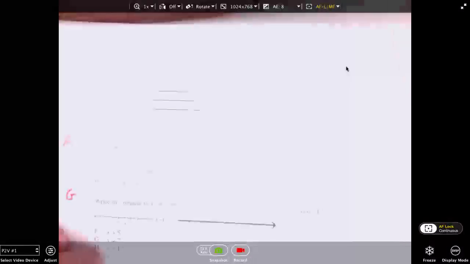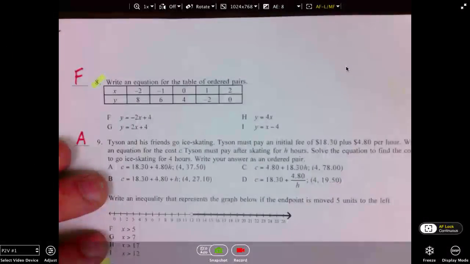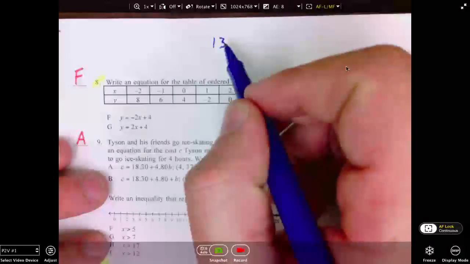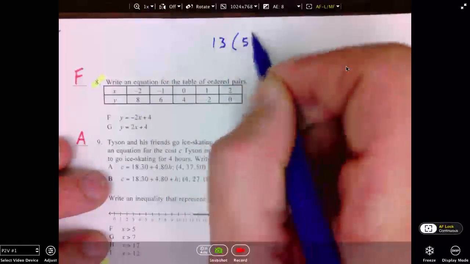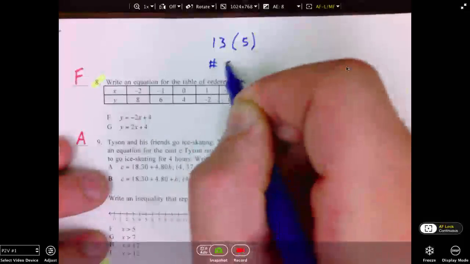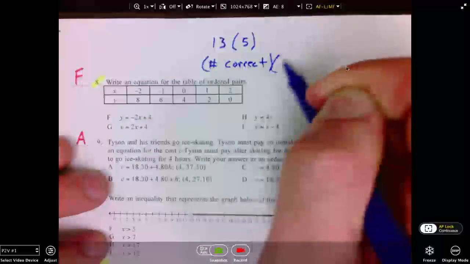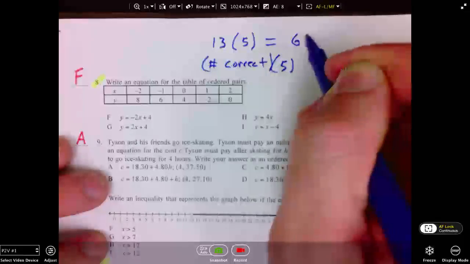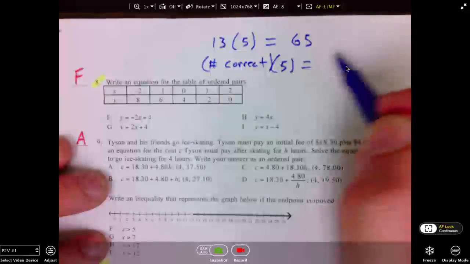At this time, tally the number of questions that you got correct. There are a maximum of 13 questions. Take the number that you got correct, multiply by 5. Number correct times 5. The total possible would be 65. You will have some number here. This is your score.